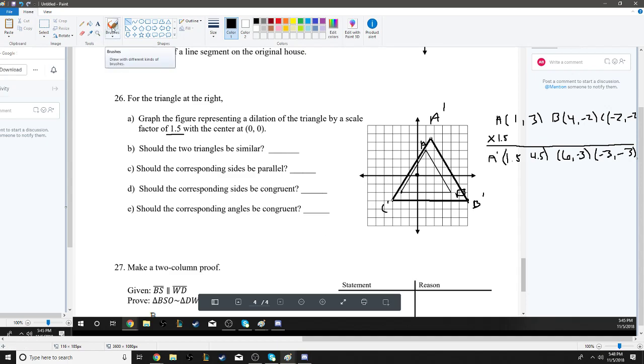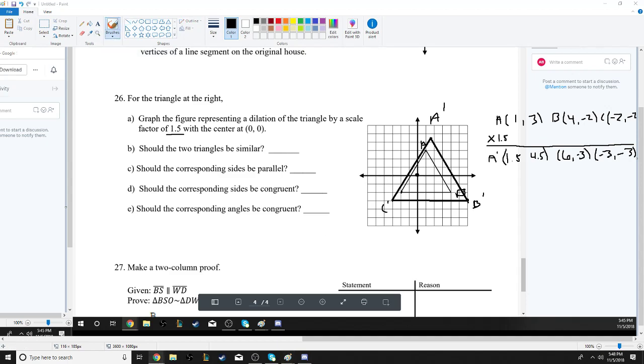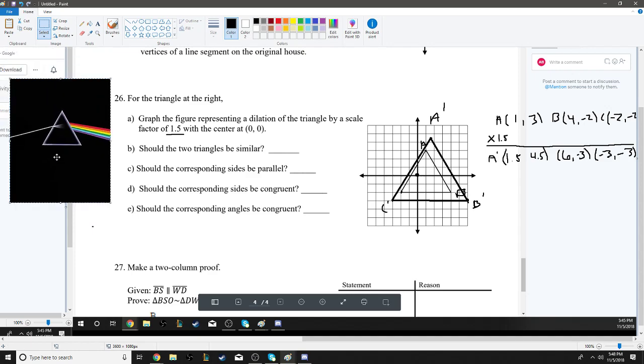Kind of looks like, I don't know, it just reminds me of this. If you guys know what this is, you're awesome.